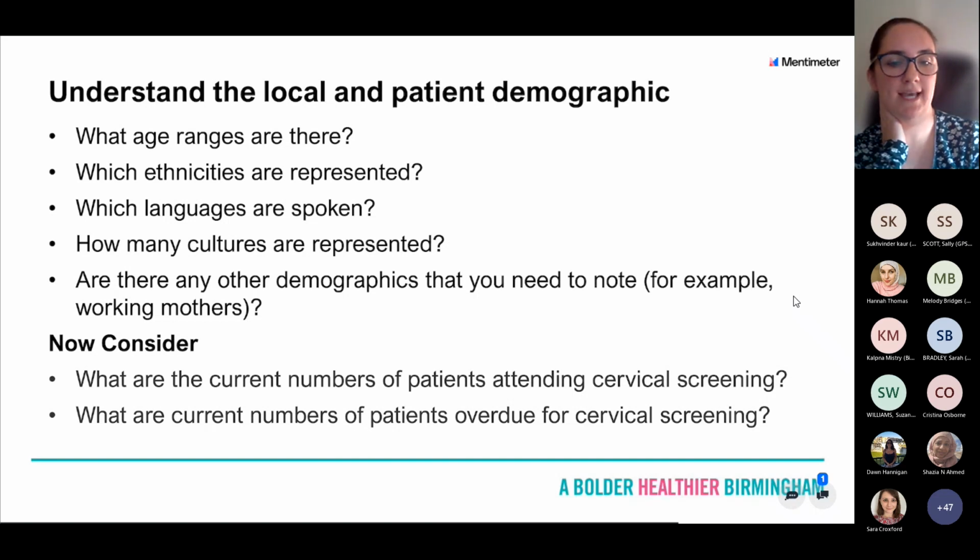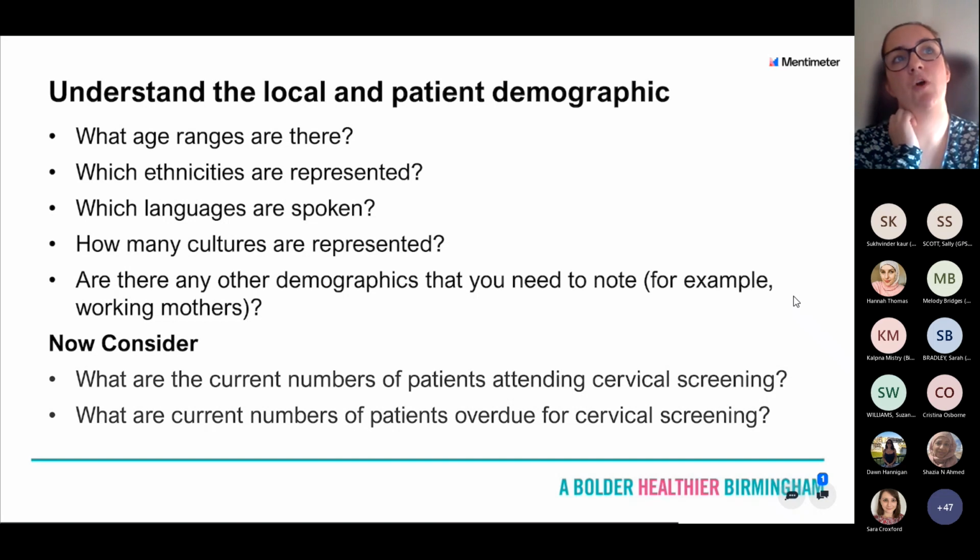So we need to consider the patients that are attending cervical screening, but then we also need to consider the patients that aren't coming and the ones that are overdue their cervical screening. So it's really good practice to audit the patients that aren't presenting, and then determine how we can reach these patients. Consider asking patients who don't attend why they don't attend, and then we need to help them make an informed decision.